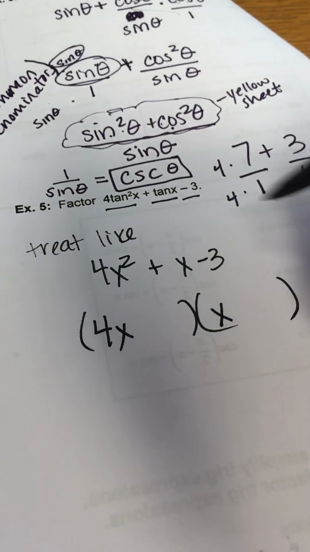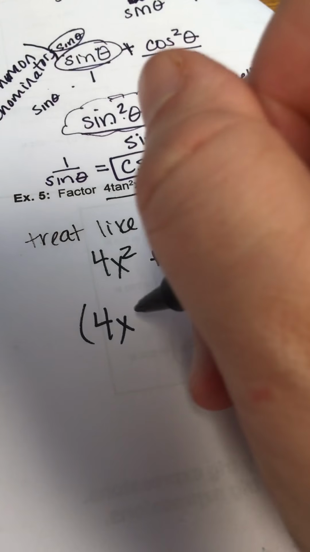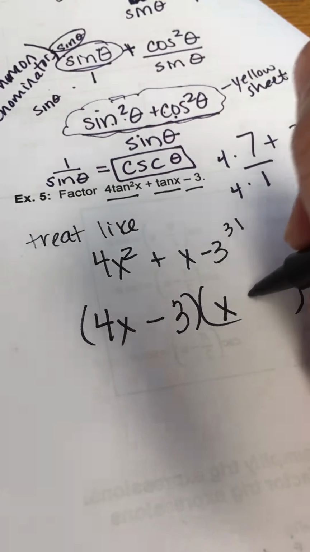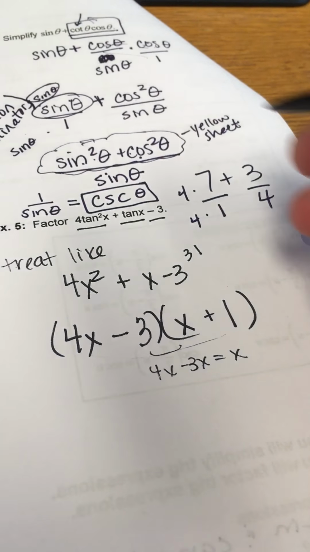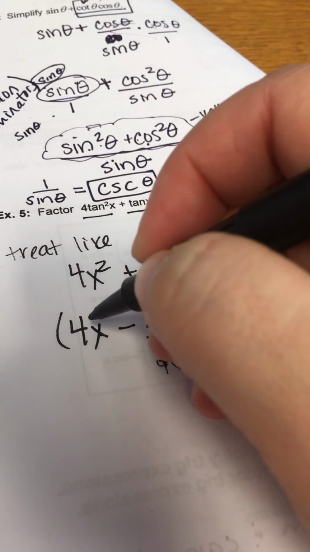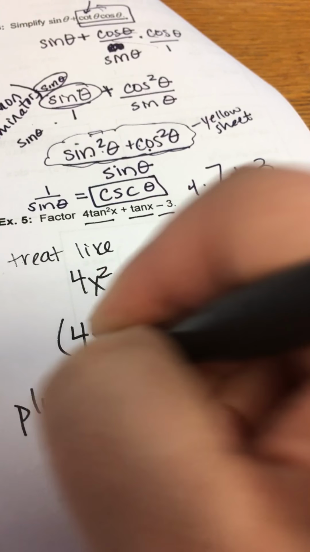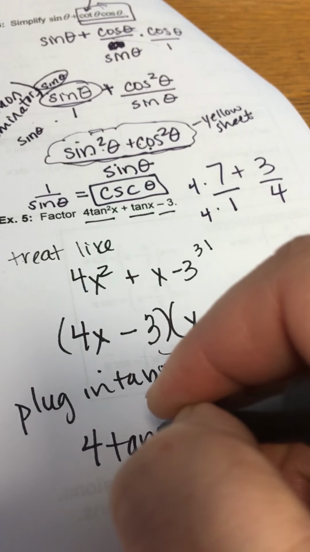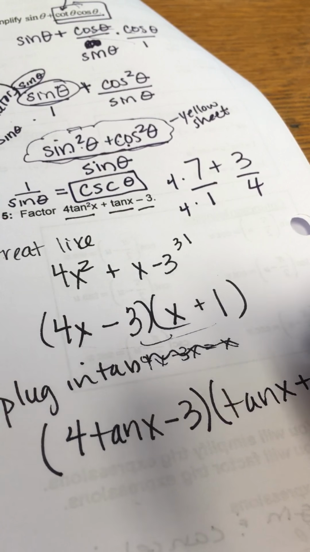So I have 4x and 1x. I want to multiply to a 3, so I have a 3 and a 1. It's going to be a minus 3 and a plus 1, so that I get 4x and minus 3x, and that equals my middle term of just 1x. So here are my factors: 4x minus 3 and x plus 1. So I plug in tan: 4 tan x minus 3, and tangent of x plus 1.